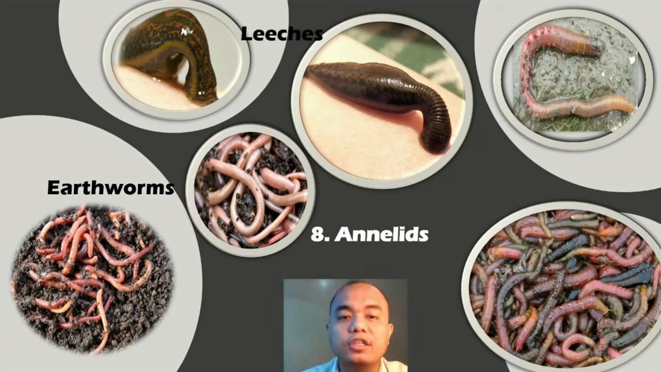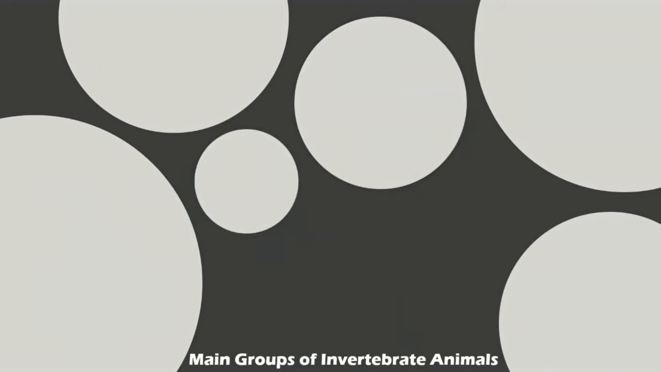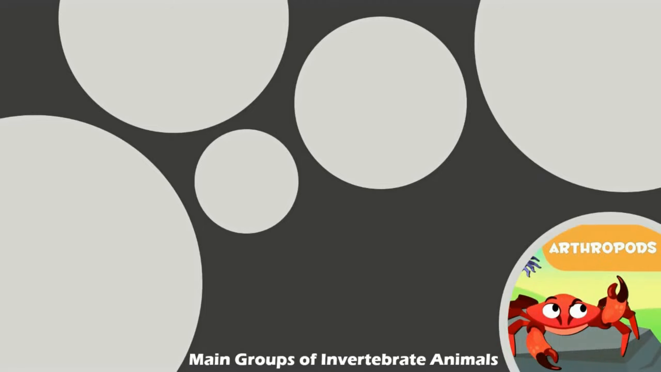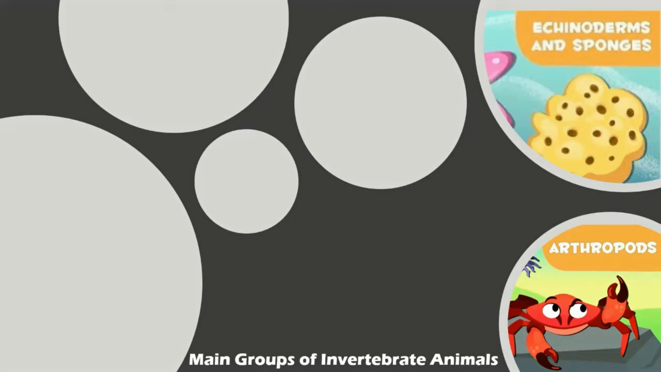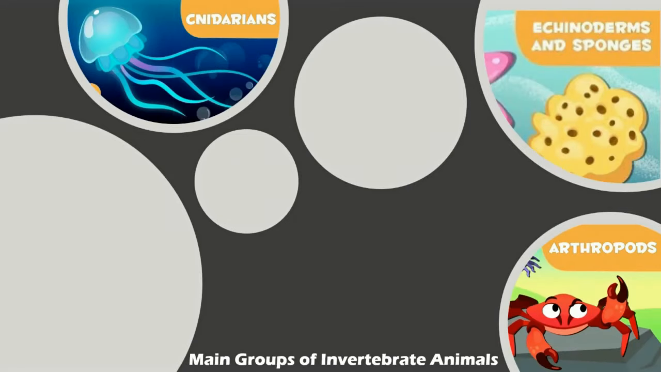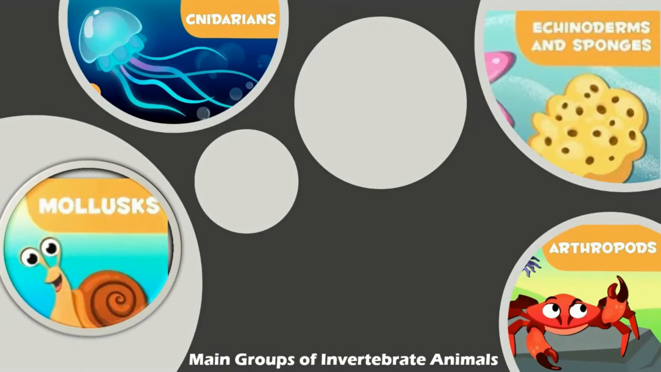And we have the leeches. Leeches are what we call linta. And we have the lugworms. So, the earthworms, the leeches, and the lugworms are all examples of annelids. So, again, these are the eight main classifications of invertebrate animals. We have the arthropods, the echinoderms, and the sponges or the porifera. The fourth one is cnidarians. We have the mollusks. And of course, we have the worms.